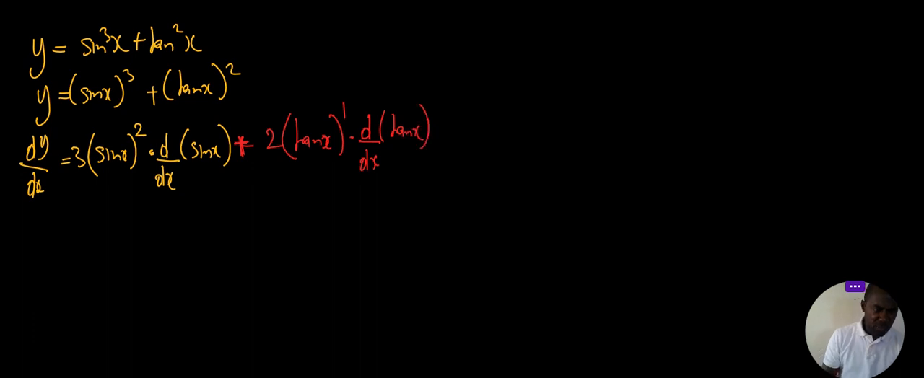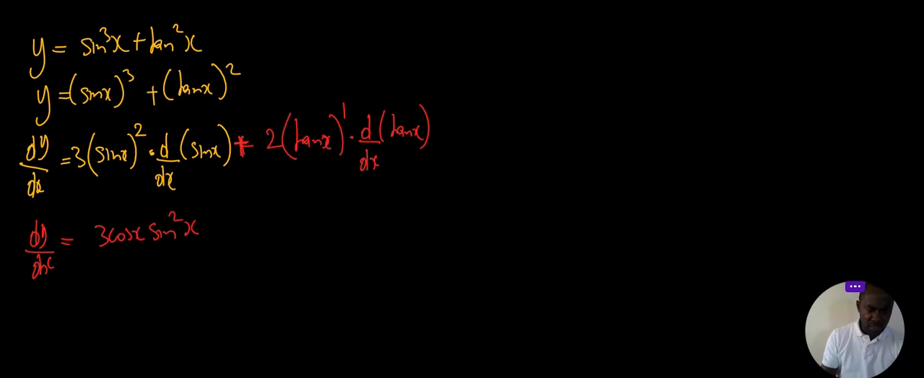Then we go over now to the tan x term. So this is going to become now plus. Similarly, we bring the 2 down, then we put back the tan x, reduce the power by 1, then because it's a composite function, we multiply by the derivative of tan x. And so this gives us dy by dx equals, so when you differentiate sine x, we get cos x. So this first part becomes 3 cos x sine squared x.